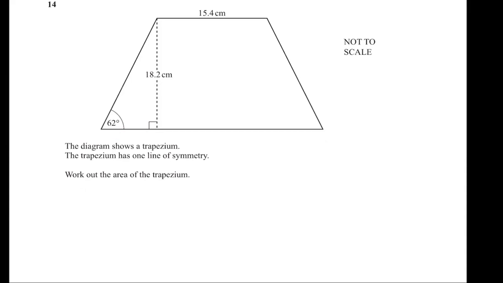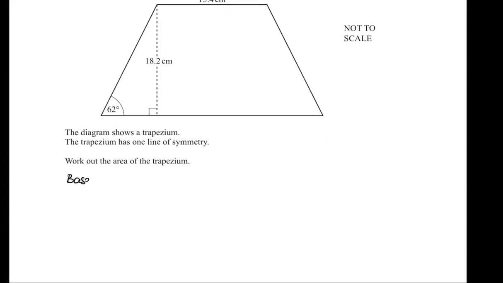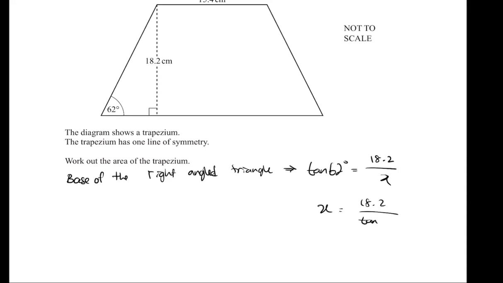So we need to find this base here, the base of the triangle. This is how we find it. Tangent 62 is equal to, well, this is the unknown, opposite over adjacent. So x is equal to 18.2 divided by tangent 62. 18.2 divided by tangent 62 is 9.677. Okay, so that is the base.